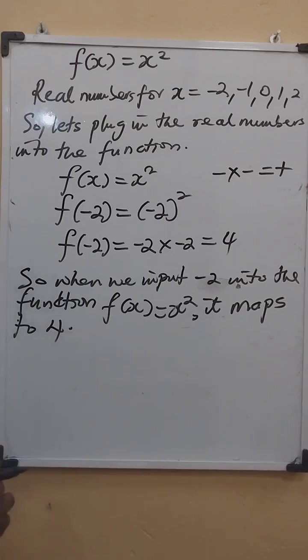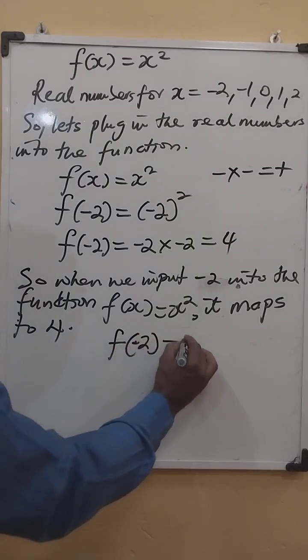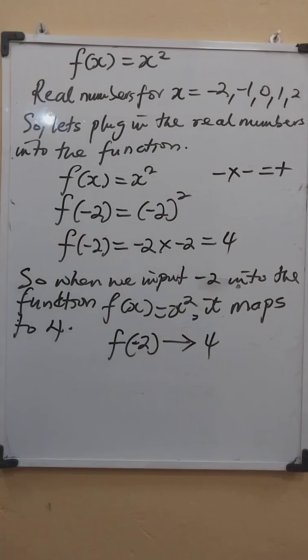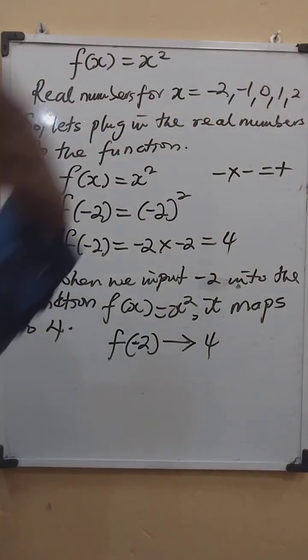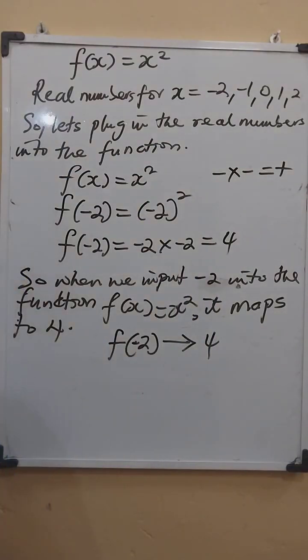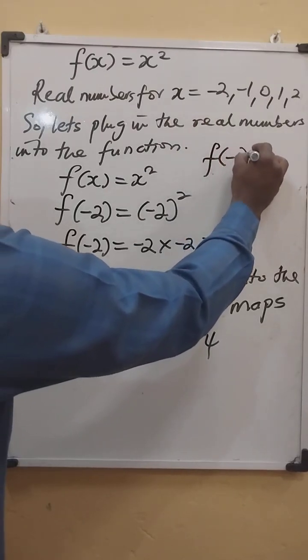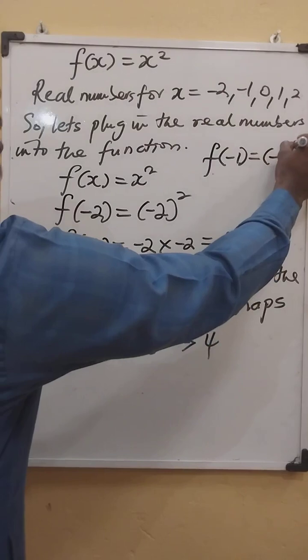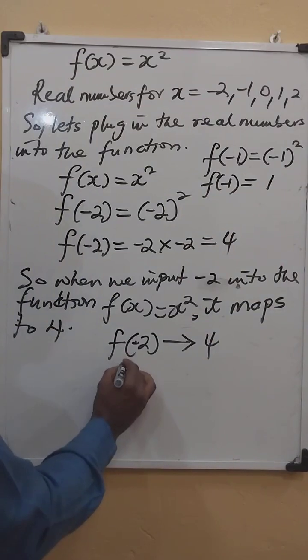It maps to 4. So that means the function of -2 is actually mapping to 4. Did you see that? So you can substitute for each of them. You substitute for each of the real numbers that is provided for you. So if we substitute for -1, we are going to have f(-1) is equal to (-1) squared. So the function of -1 is equal to what? 1. So we write it like this.